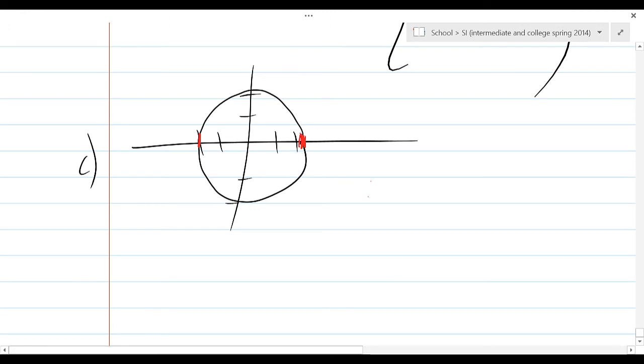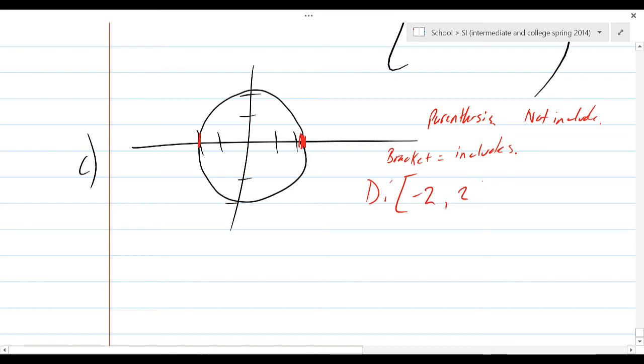So the domain, if it begins existing and includes -2, then we can use this bracket. Bracket equals includes. Parenthesis, does not include. Okay, so the domain is from -2 to 2. It does include, so why am I putting parentheses? That's silly. Okay. And range.